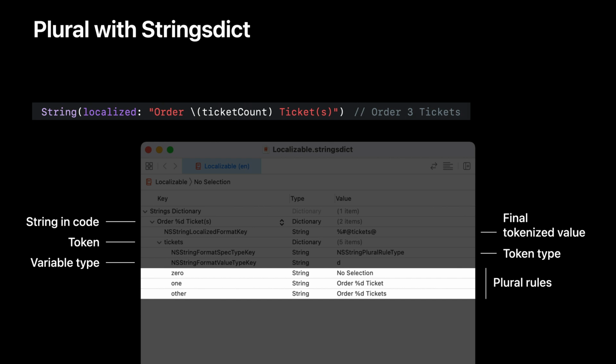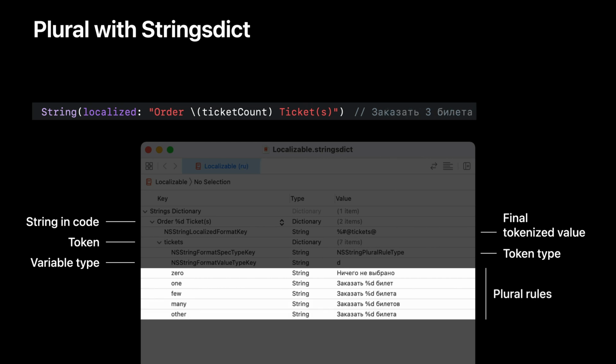Then, if we have 3 tickets, in English, it will use other and generate "3 tickets" by replacing %d with the number 3. If a language needs more cases, don't worry, Xcode will add them for you at export time. In Russian, it will add few and many on top of the existing ones. That's it, our string will be pluralized at runtime.